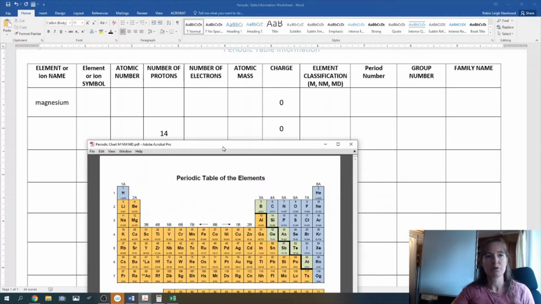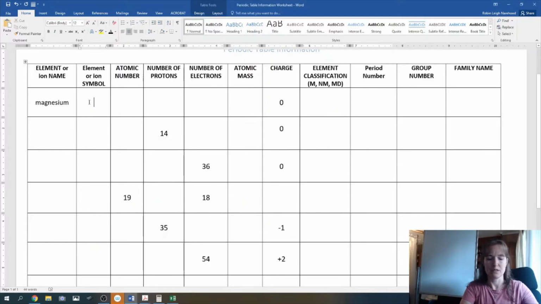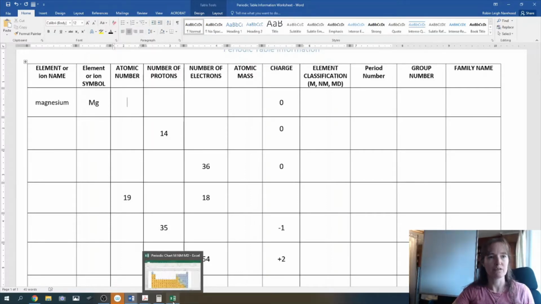I'm going to just put the periodic table down here so we can look at it. Magnesium, its symbol is just Mg, so I'm just going to type Mg for its symbol. And it's not an ion, so it won't have a charge in the upper right-hand corner.